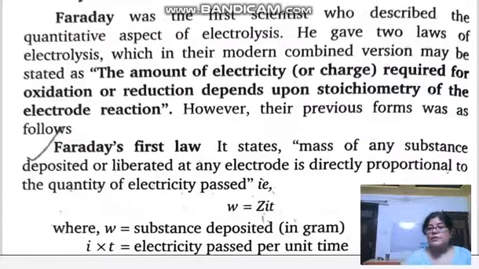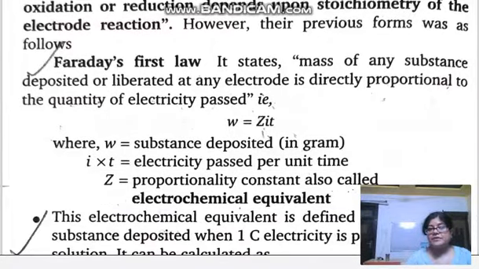The first law: the amount of electricity required for oxidation or reduction depends upon the stoichiometry of the electrode reaction. Or we can also say that the mass of any substance deposited or liberated at any electrode, if we dissolve any substance in the aqueous solution and pass the electricity, then when it dissociates into ions, the mass of the substance liberated at the electrode is directly proportional to the quantity of electricity passed. How much electricity is passed in between. For example, how much of the course is completed by you depends upon how much time you spend in studying.